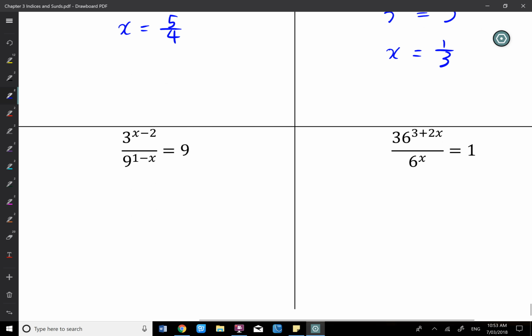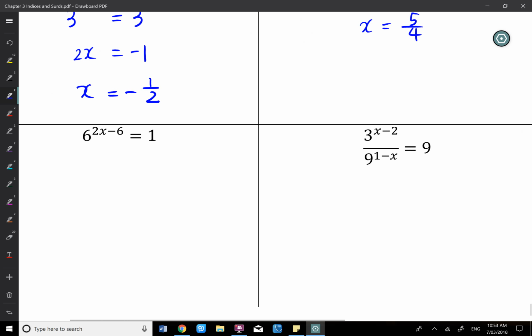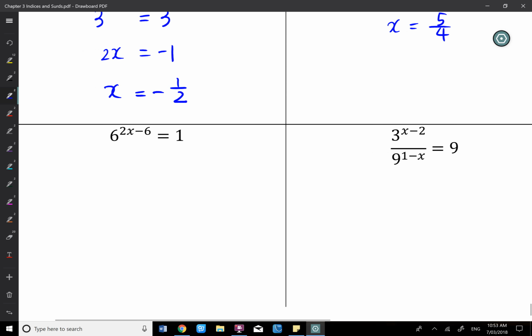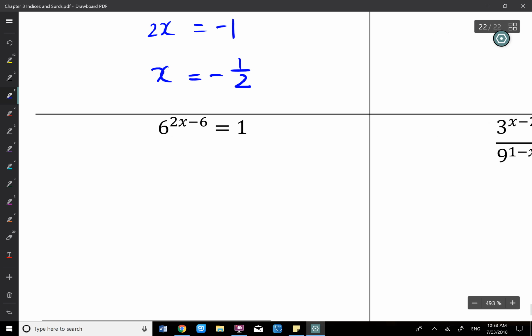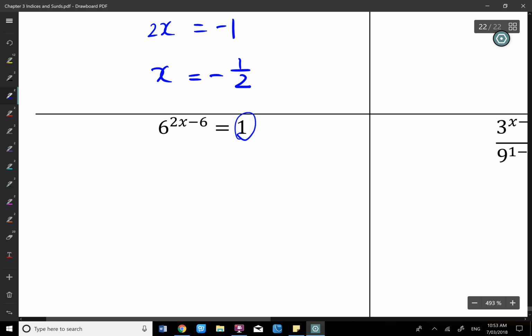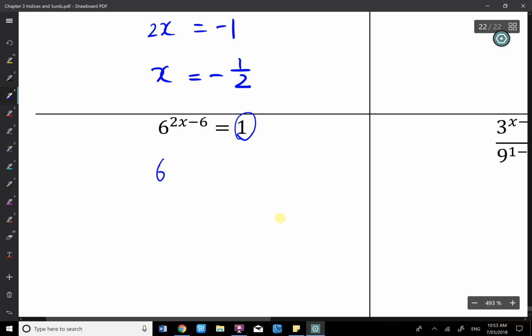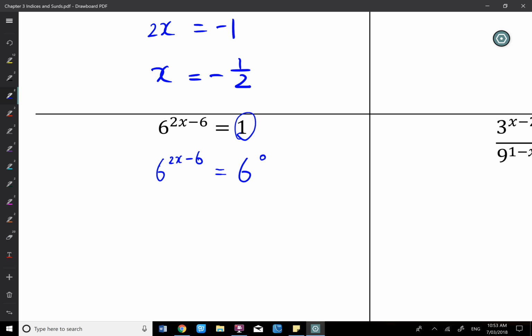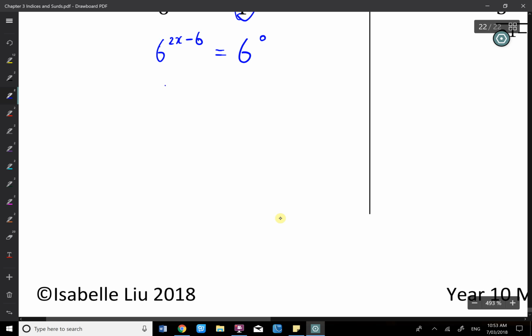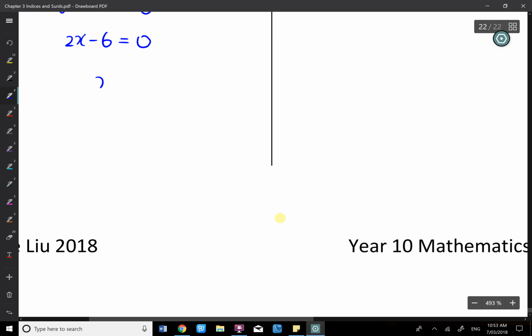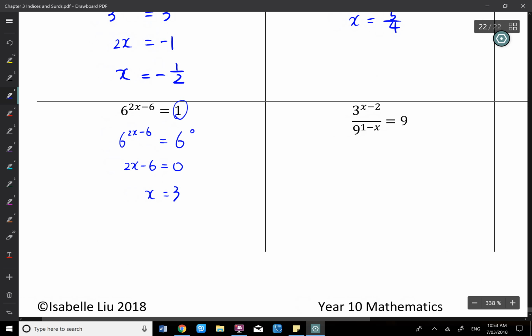Okay, last one. Last row is hard, and you have something quite similar to the last row. Okay, so the first one. The 1 is a really special number, because any base except 0 to the power of 0 will give you 1. So what I'll do is 6 to the power of 2x minus 6 equals to 6 to the power of 0, because I just want a 1. So I can make both sides to have the same base as well, which is a base 6. So 2x minus 6 give you 0. And x will be 3.